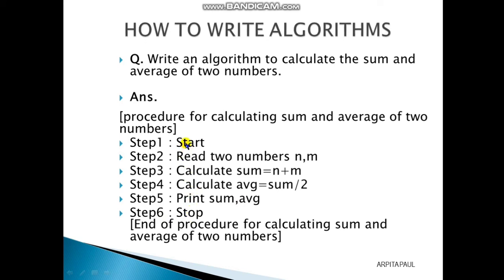So here we are starting the algorithm and here we are ending the algorithm. After that, again we will add the description: end of procedure for calculating sum and average of two numbers. That's it. This is how we can write any type of algorithm very simply. For any question, you have to write the algorithm this way. This is very easy, students. You can write on your own for other programs also.